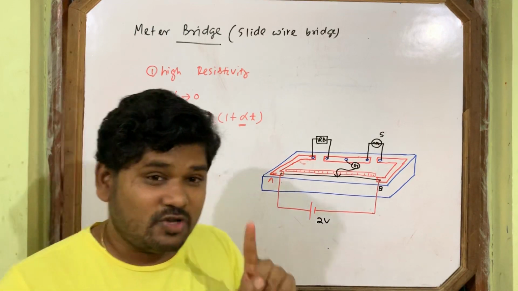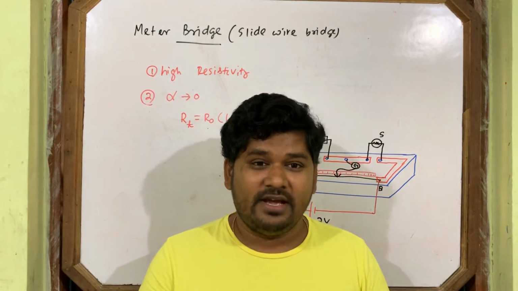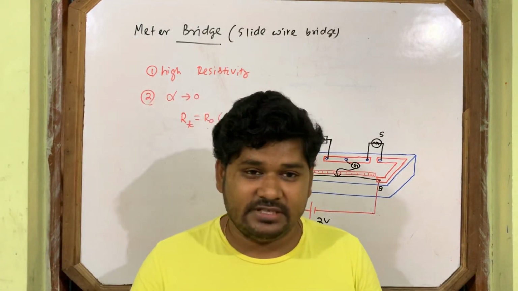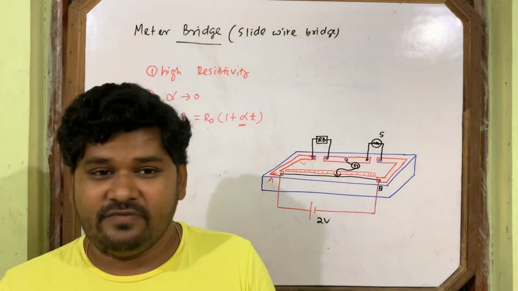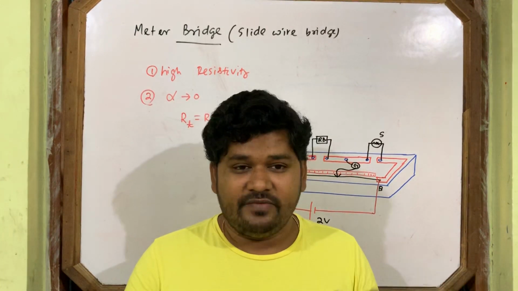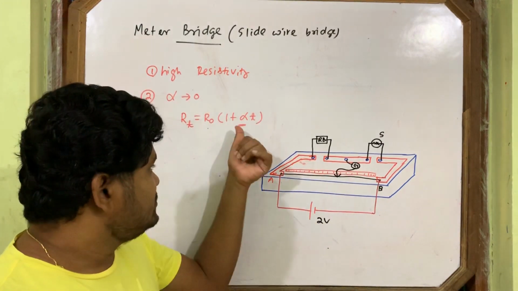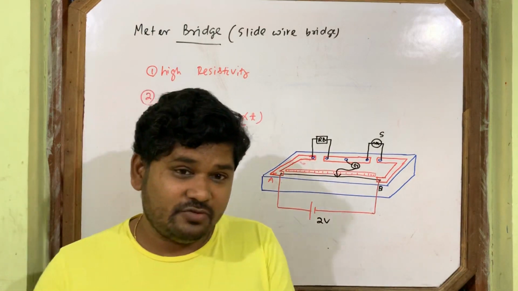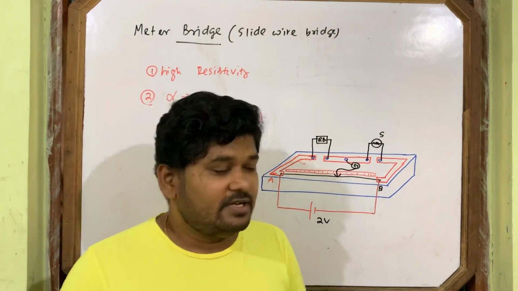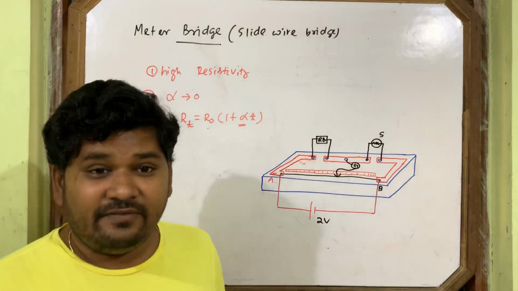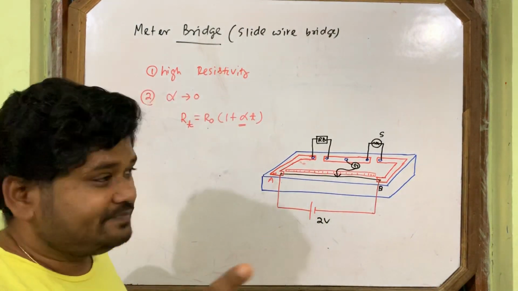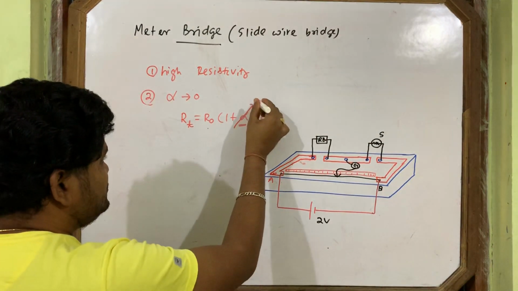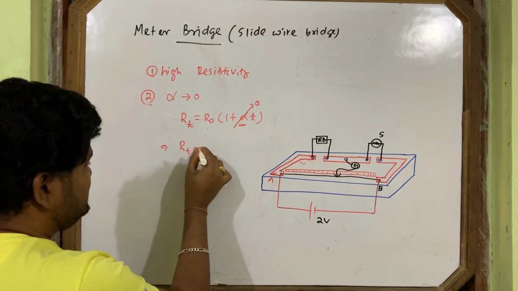But constantan and manganese are alloys. Their composition you can also see there. Sometimes that also comes as a question: constantan is made up of what? Manganese is made up of what? That is also important, so that is homework for you. You will tell me the compositions of constantan and manganese with their percentages. So this is the alpha. Alpha for constantan and manganese is 0. If alpha tends to 0, then what will happen? R_T is equal to R_0.